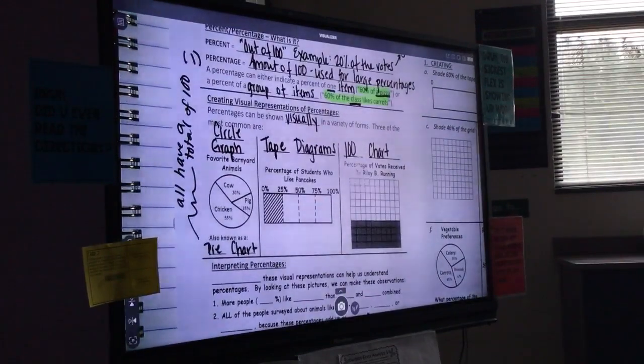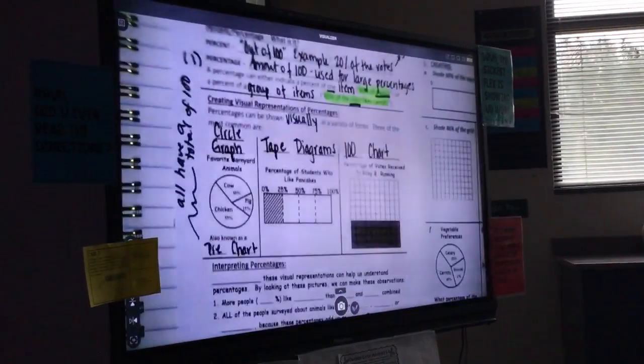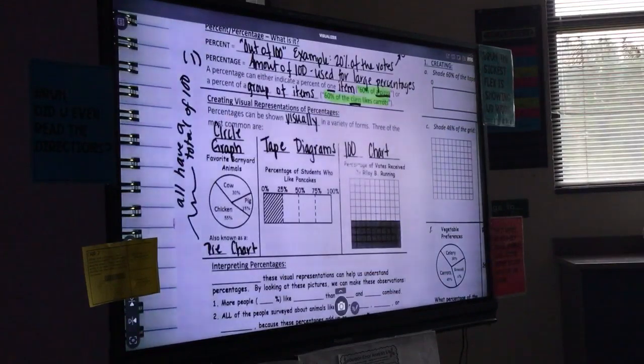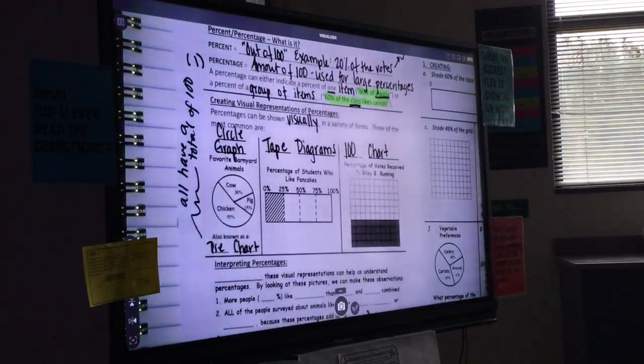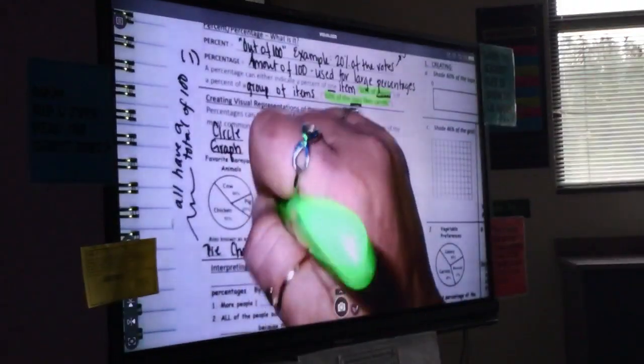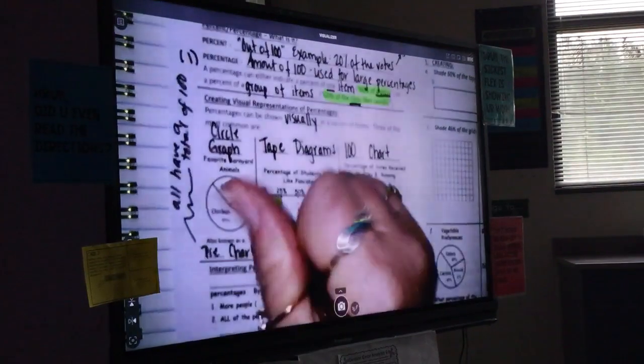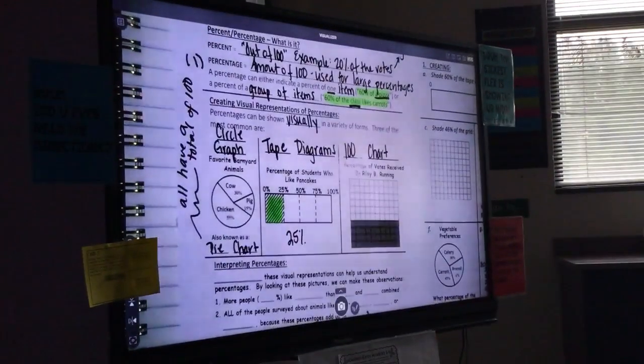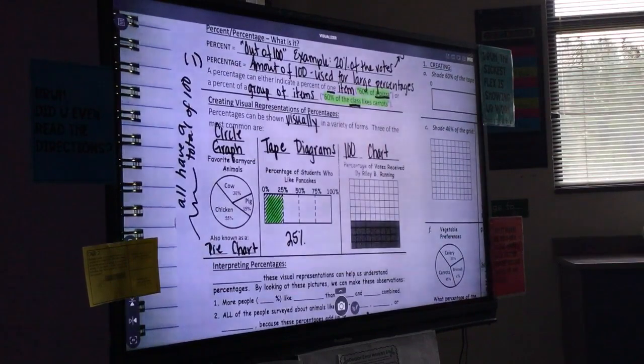What is the percentage being shown in our tape diagram? Silas H. In the tape diagram, what's the percentage? 25%. So you just take your highlighter, color that in. How do you know it's 25%, Silas? You just gotta speak up. I can't hear you. But how do you know it's a quarter?